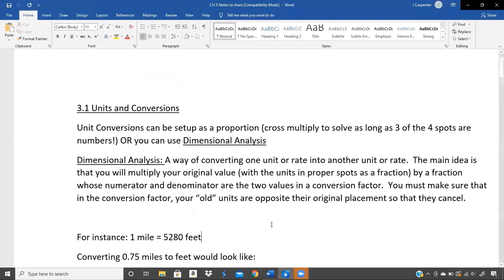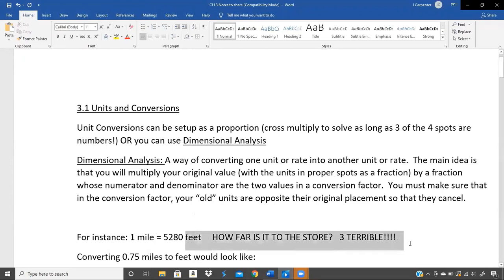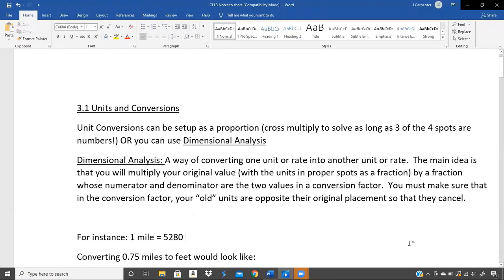That's why if you say, how far is it to the store? I'm going to erase this in a second. How far is it to the store? If you say 3, if that's your answer, that is terrible. 3 is not how far it is to the store. You're probably meant to say 3 miles, but maybe you meant 3 kilometers, or maybe you meant 3 nautical miles because you live on an island offshore of North Carolina or something like that. I don't know. But you have got to use your words.